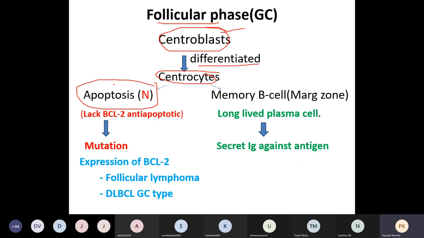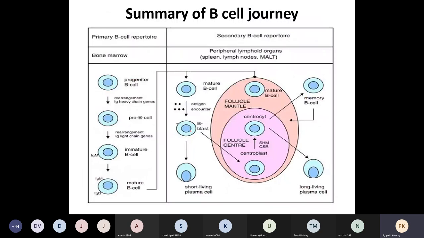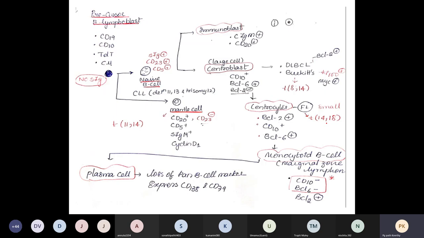Why is there apoptosis? They don't have any anti-apoptotic protein. So they die off. But what if they acquire this anti-apoptotic protein? Then it will not die. Obviously it will not die. It is immortal. So that is what happens in follicular lymphoma and DLBCL of germinal center type. They express this. So there will be a translocation of what? There will be a translocation of 18;14. I don't remember. So there is a translocation in follicular lymphoma, t(14;18). So here translocation of 14;18.